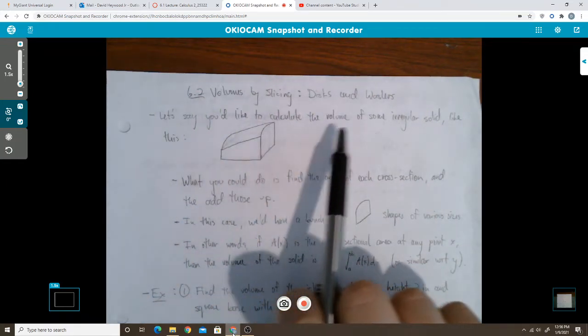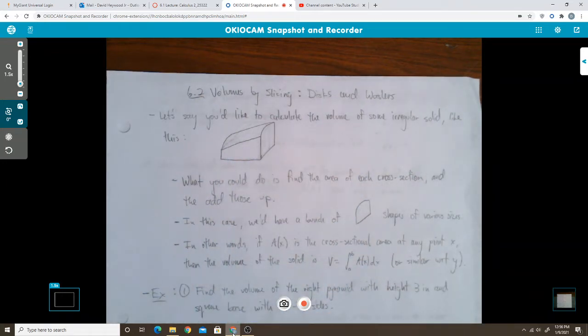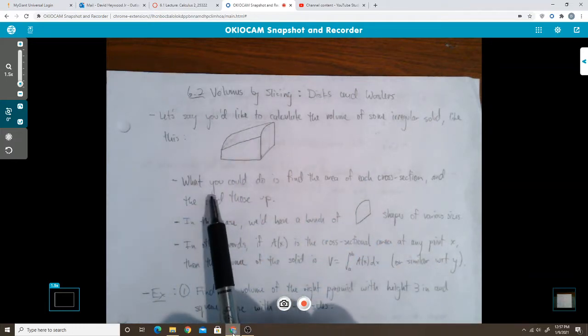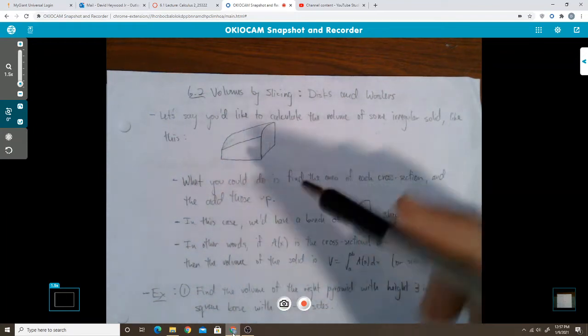Let's say that you'd like to calculate the volume of some irregular solid like this. For certain volumes, like for cubes, we know it's length times width times height. You don't need calculus for that. We have formulas for the volumes of cones and spheres and all kinds of stuff. But when you have irregular shapes like this, what do you do? Well, what you could do is find the area of each cross-section and then add those up.